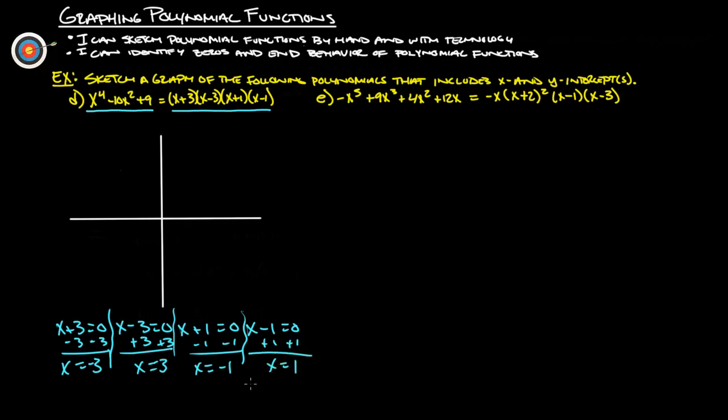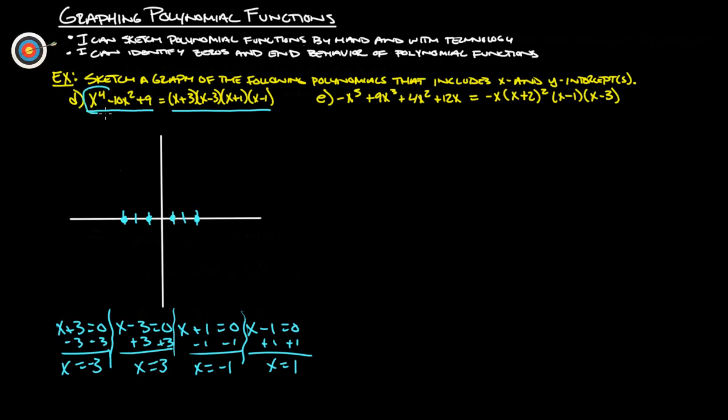Add 1 to both sides. x equals 1. So eventually you should get to the point where you look at this and say, oh, that's at negative 3. This one's at positive 3. This one's at negative 1. And this one's at positive 1. Those are going to be the spots where it intersects.